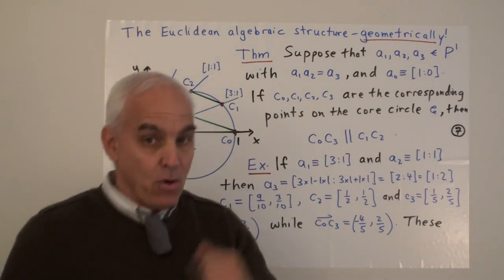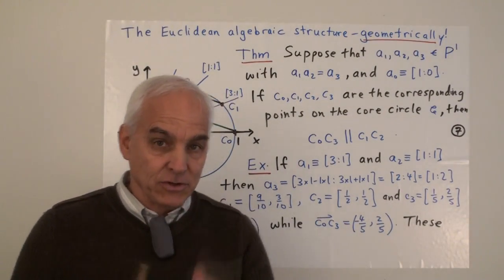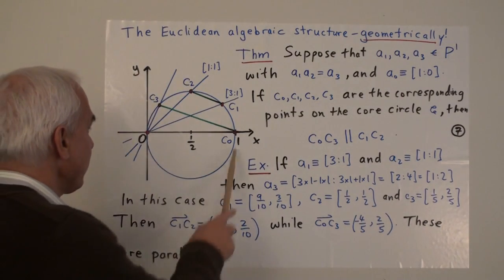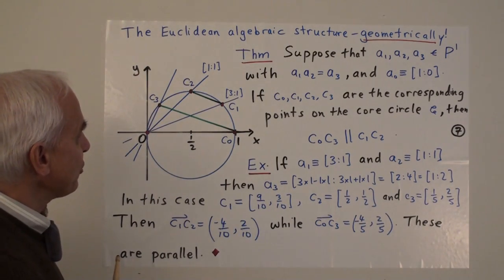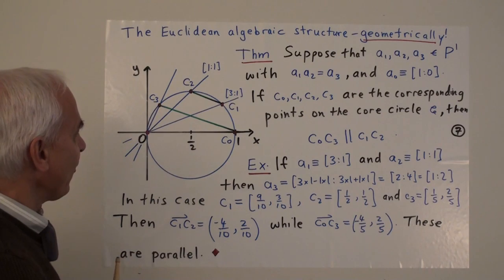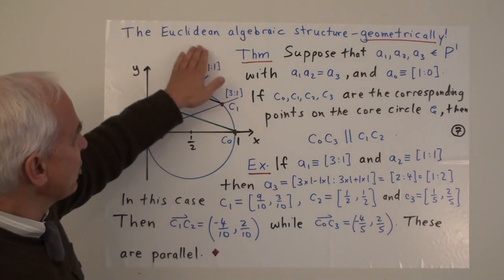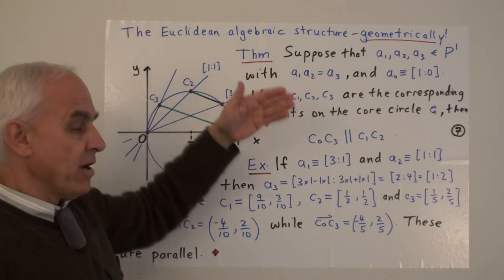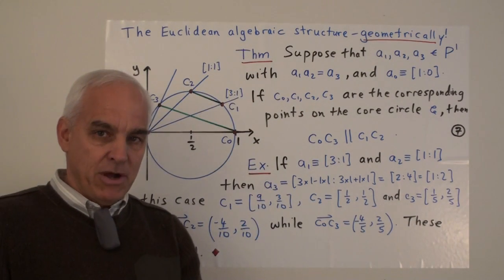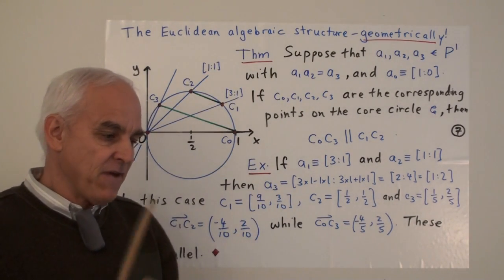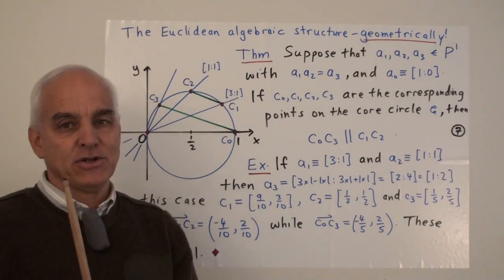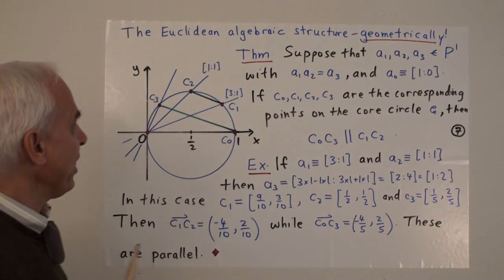So we're learning that this core circle is actually a very useful tool in geometry, this circle right here. And I'd like to now show you that in fact it gives us some additional important insight into the algebraic structure on the projective line that we talked about earlier. It gives us in fact a very geometrical way of understanding this algebraic structure.